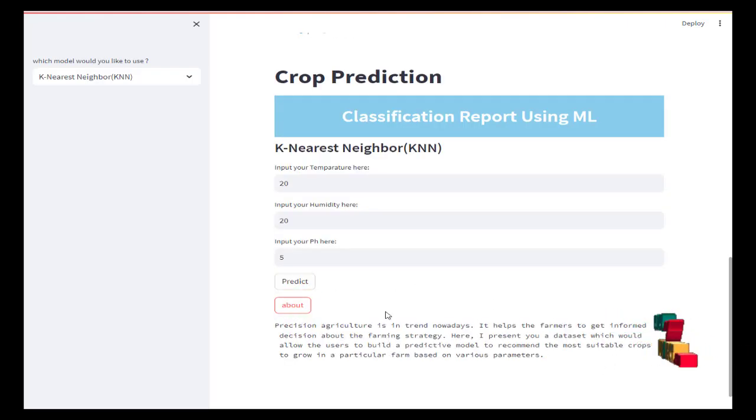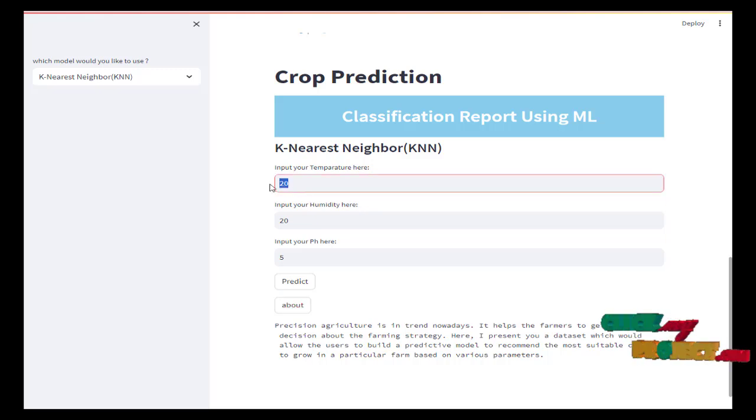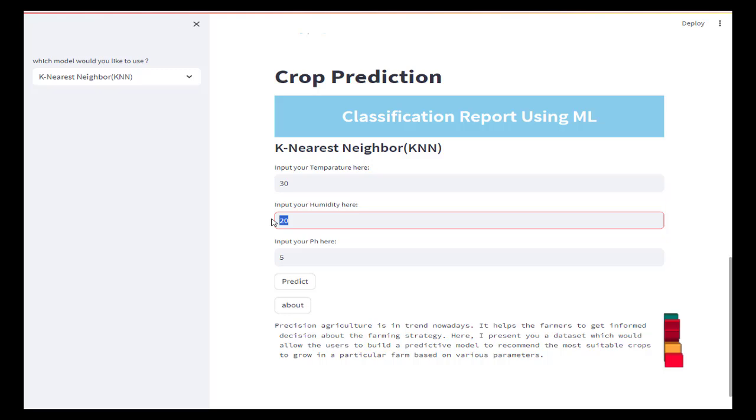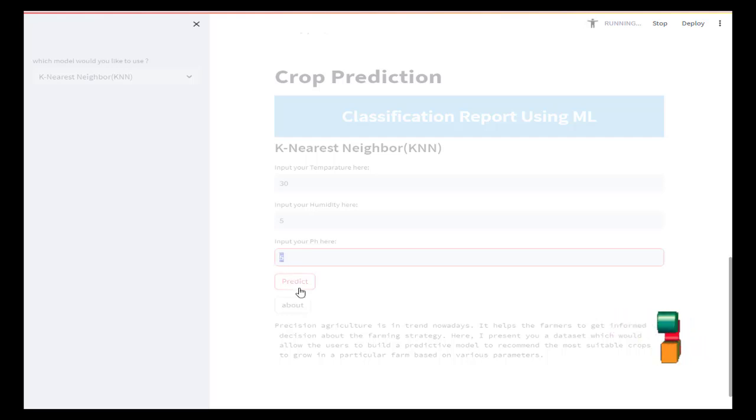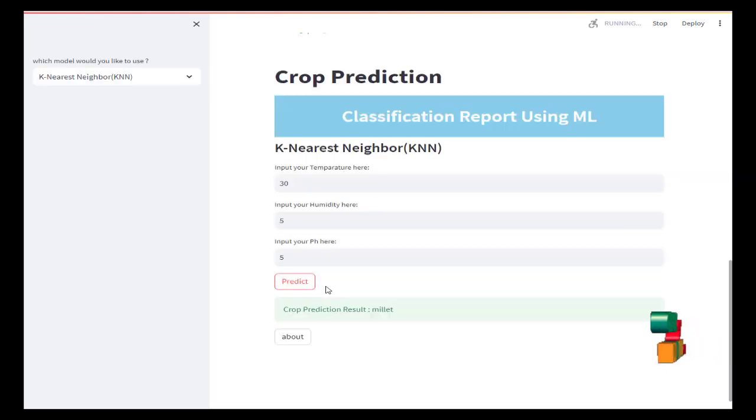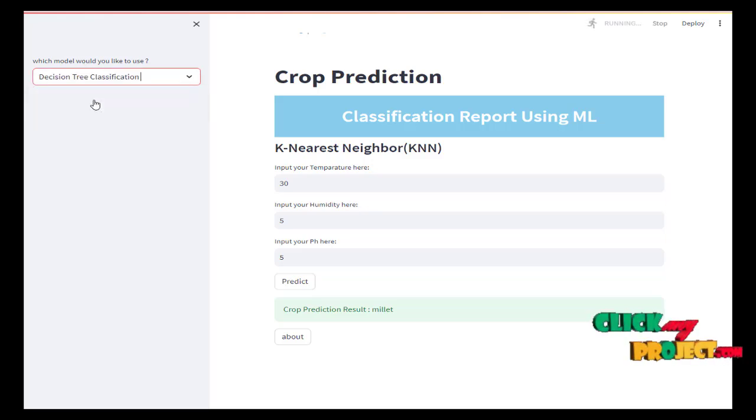This is about our project. This is millet, and this is the decision tree.